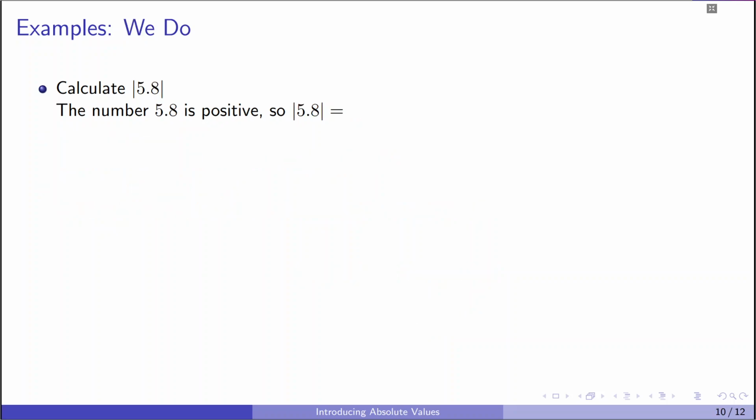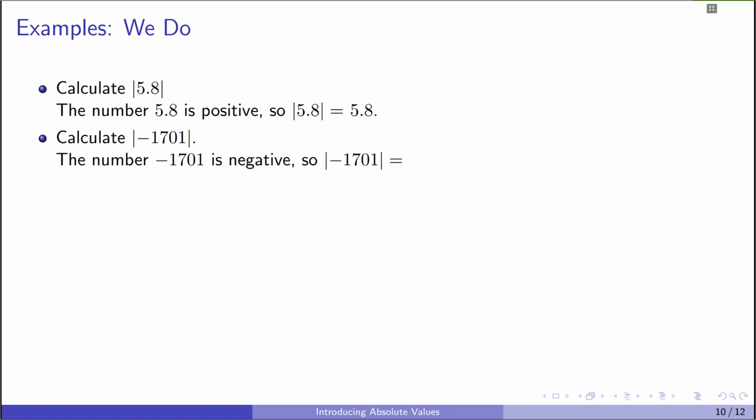Let's take a look at the absolute value of 5.8. The number 5.8 is positive, so the absolute value of 5.8 is 5.8. Let's calculate the absolute value of negative 1701. The number negative 1701 is obviously negative, so the absolute value is the positive number, or 1701.